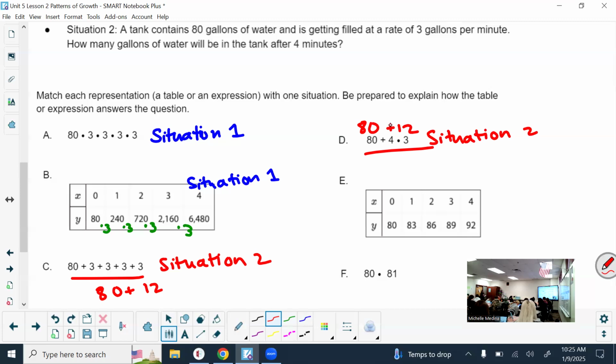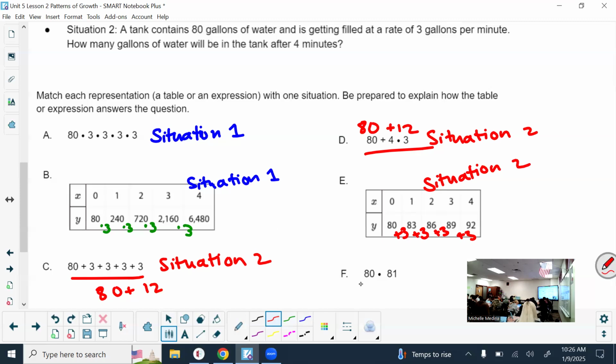Now table E, show me with your fingers, which one does it go with? All right, definitely situation 2, because it is filling at a rate of 3 gallons per minute, so 3 additional gallons means we're adding 3 each time. But also we already sorted for that one, so it would have to be situation 2.